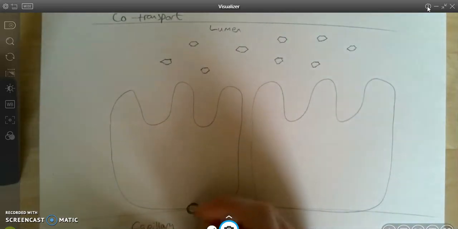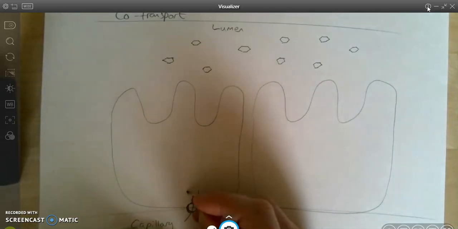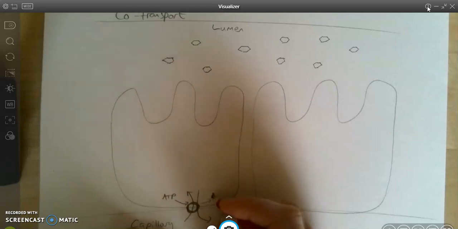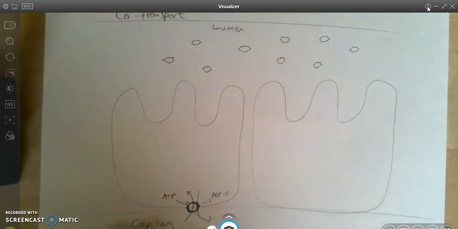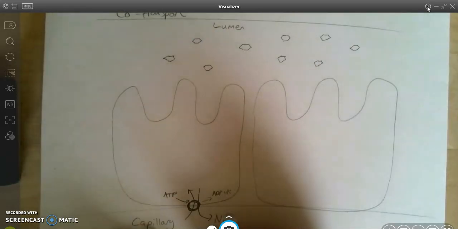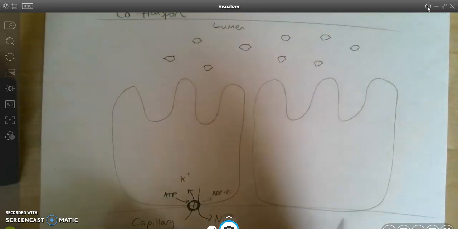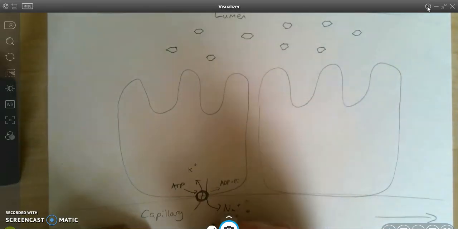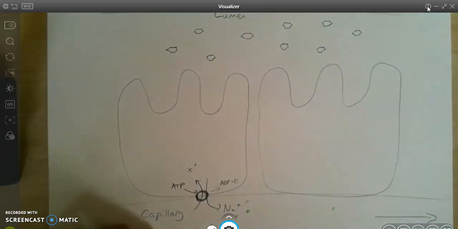Right, let's put some proteins in the membrane. Now this one here is known as the sodium-potassium pump. It uses up ATP, which means that it requires energy to drive it. And what it does is it pumps sodium ions out of the cell, and it pumps potassium ions into the cell. Let's add a dash of colour, shall we? Here are some nice green sodium ions. They've been pumped out of the cell into the bloodstream, which means they are whisked away.